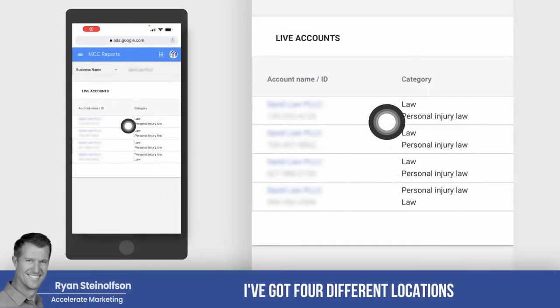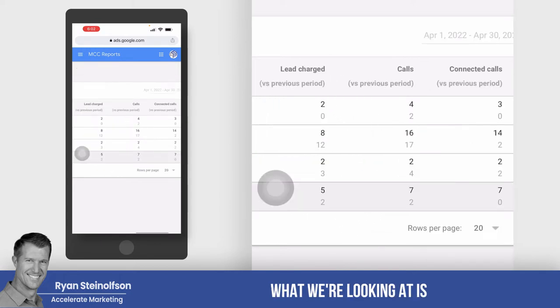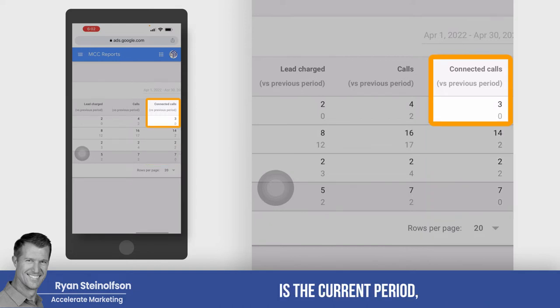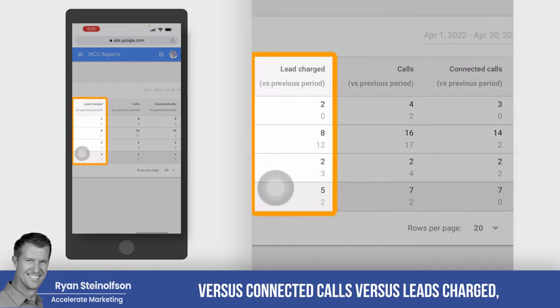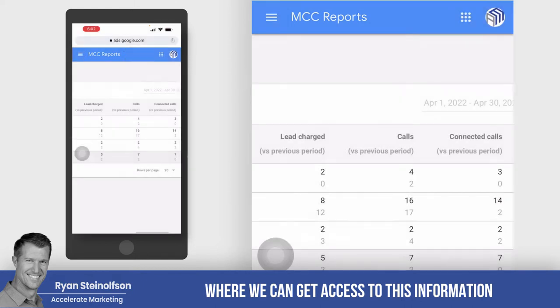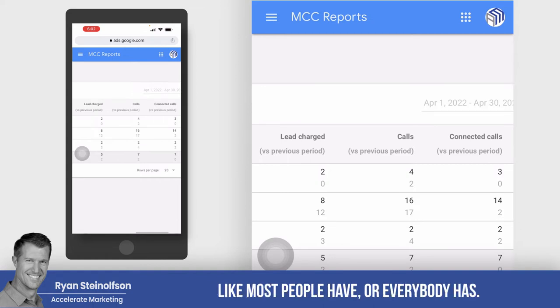Okay, so you can see here, I've got four different locations for one attorney. What we're looking at is the number of connected calls. And you can see obviously the top number is the current period and then the bottom number is the previous period. So what we're looking at here is the calls versus connected calls versus leads charged, like I was talking about. This is the column that you can only see in an MCC report. We can only get access to this information when we have an MCC account and not a regular account like most people have.